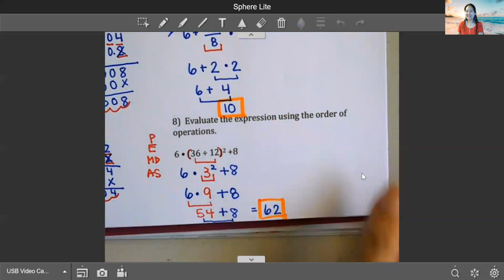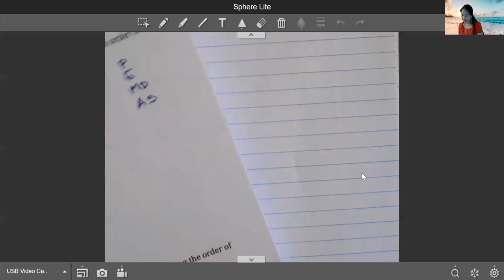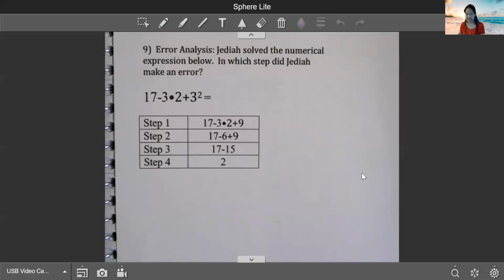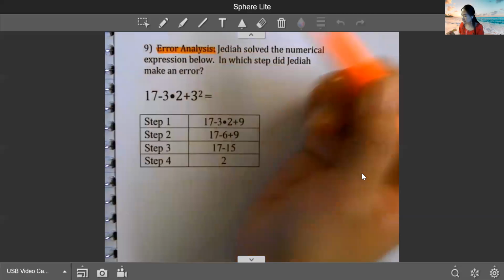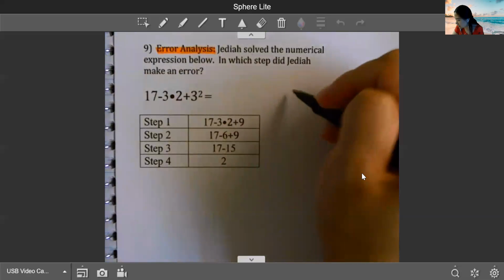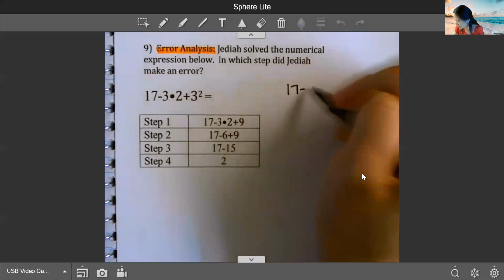Okay, all right. Now we have 2 problems left, and these 2 problems are related. Here on number 9, error analysis, you want to find out if this person made an error. It says, Judea solved the numerical expression below. In which step did Judea make an error? What you want to try to do is, if I were you, I would try solving it and then go step by step.